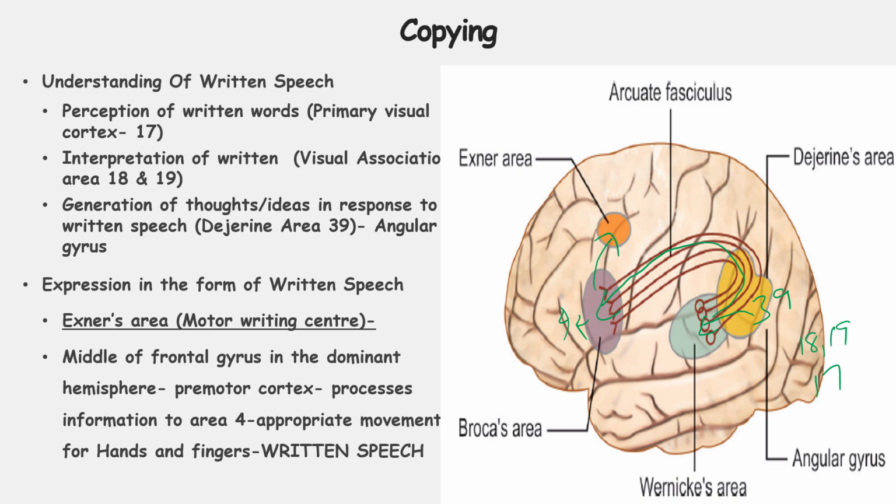Exner's area is the motor writing center. It is in the middle frontal gyrus in the dominant hemisphere, in the premotor cortex. It processes the information to area 4, which gives the appropriate movement for the hands and fingers. So that is written speech.